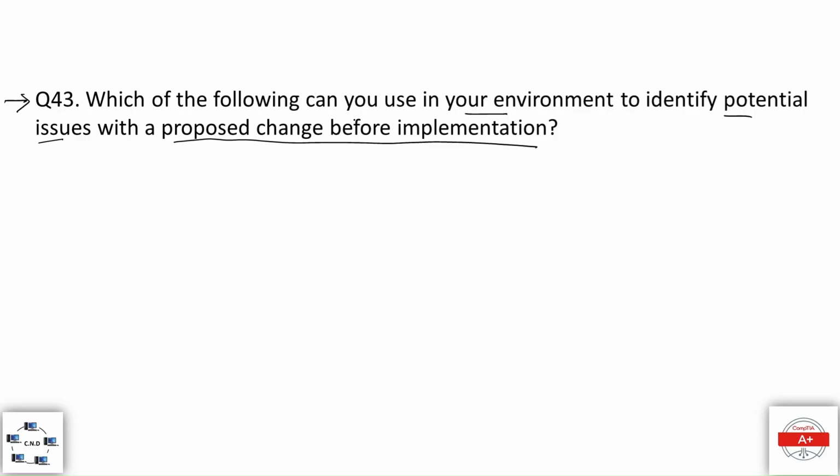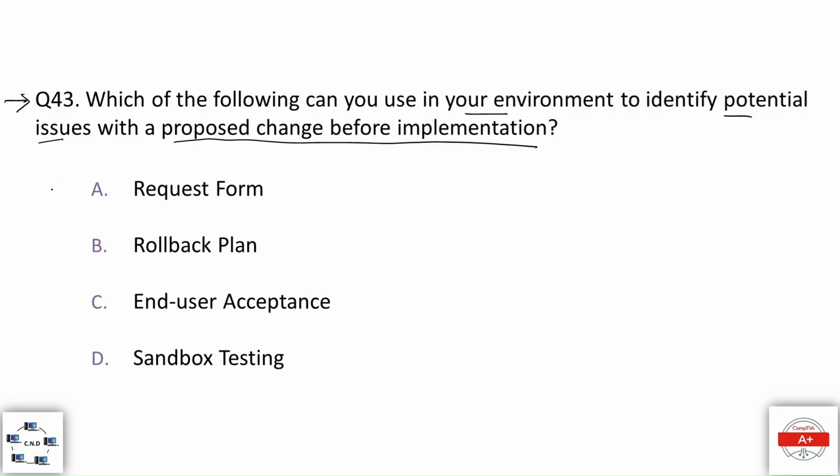information. The options are option A, request form, option B, rollback plan, option C, end user acceptance, and option D, sandbox testing. Correct option is, we are talking about which of the following can you use in your environment to identify potential issues with the proposed change before deployment, and it is the sandbox testing. So what does sandbox testing do?